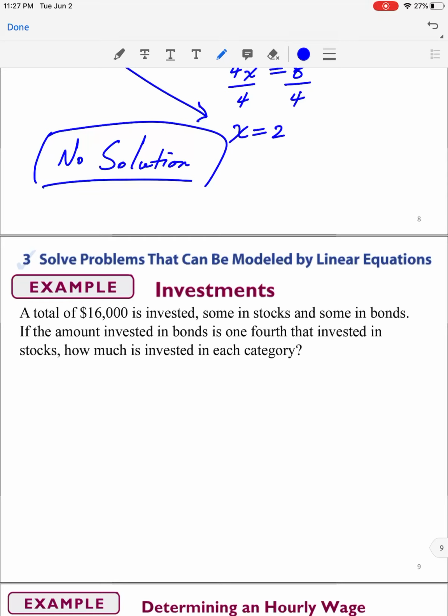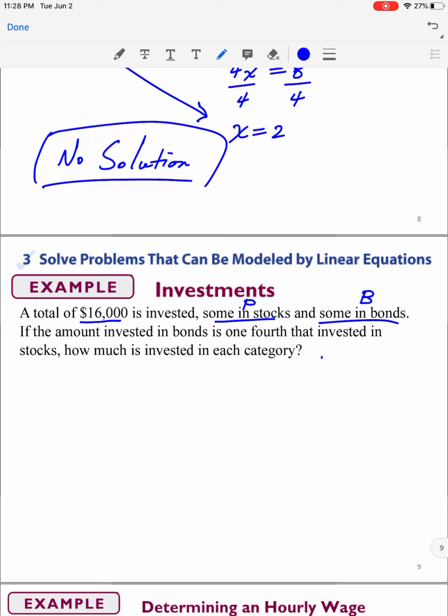All right. Then you might want to invest some money. So you have to read through your word problem. This is real life activation right here. All right, so you have a total of $16,000. Total of $16,000 invested. Some in stocks, some in bonds. So we're going to use some variables right here. I'm going to write a P for stocks and a B for bonds. If the amount invested in bonds is 1/4 that invested in stocks, how much is invested in each category?